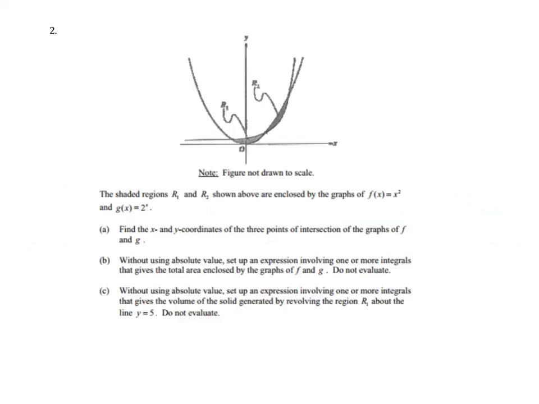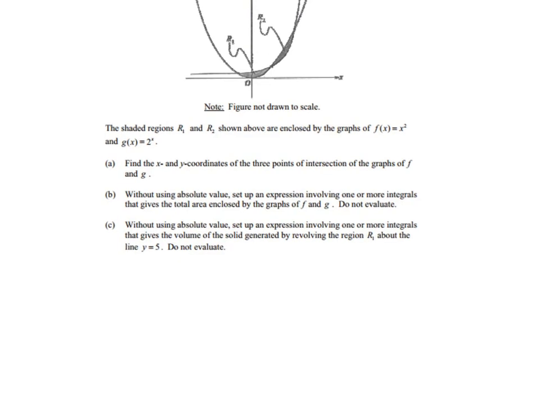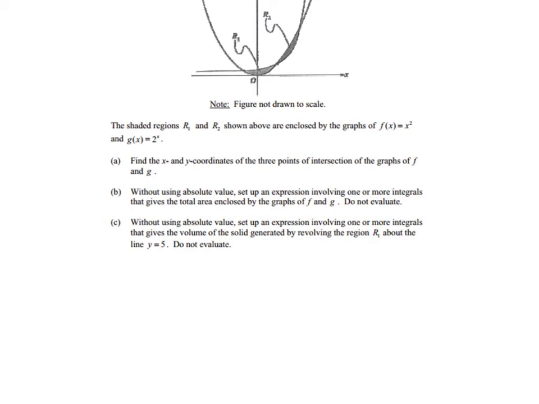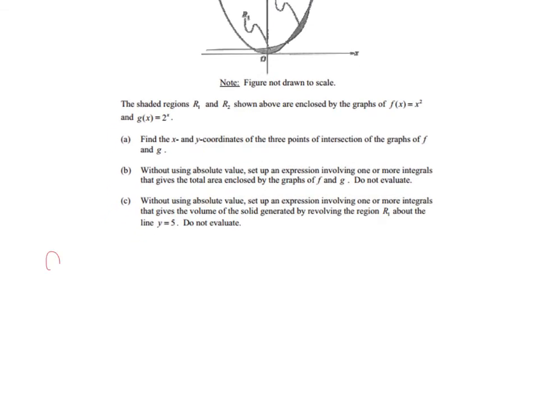The next question says the shaded regions R1 and R2 is shown above enclosed by the graph of x squared and 2x. So part A says find the x and y coordinates of the 3 points of intersection. So it doesn't ask you to find it algebraically, but you do want to show that you know that to find a point of intersection, you're just setting equal the two functions. So f of x equals g of x. F of x is x squared.